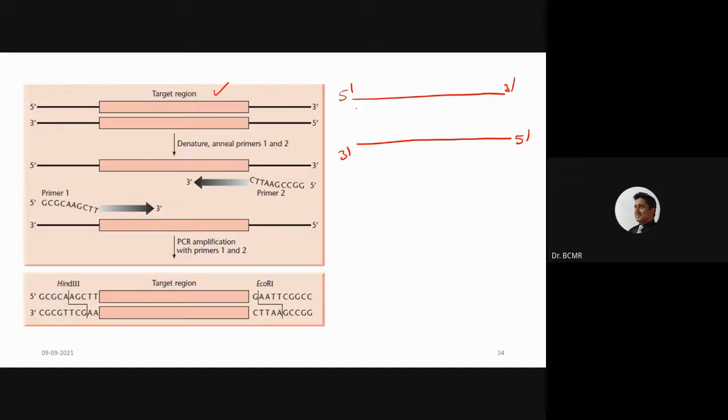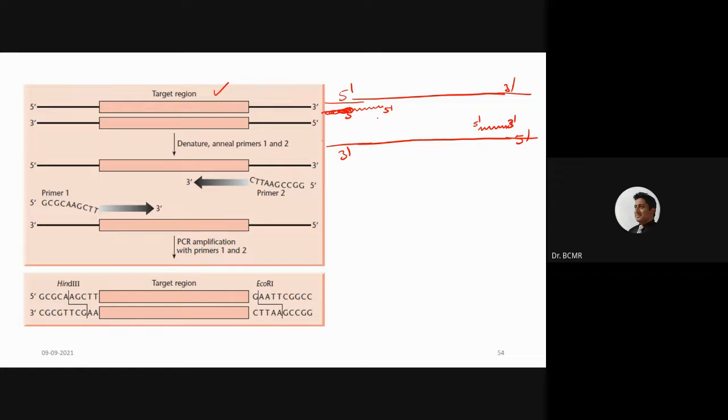Let's see how it is. I designed some primers like this. Let me write, this is 3' OH, and this will be 5' phosphate. 5' phosphate and 3' OH. If I have designed primers like that, and I add DNA polymerase, Taq DNA polymerase, what would happen? The DNA polymerization would occur in this direction, right?